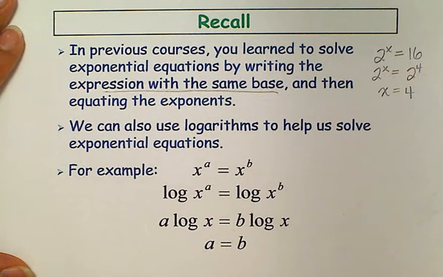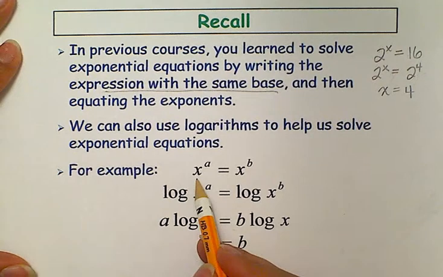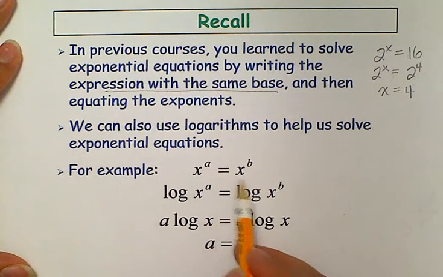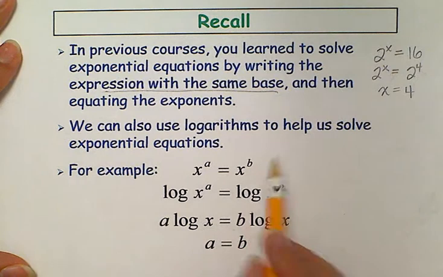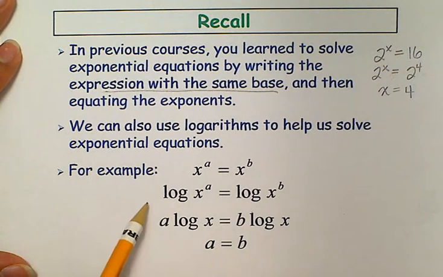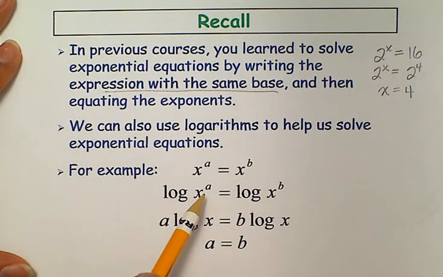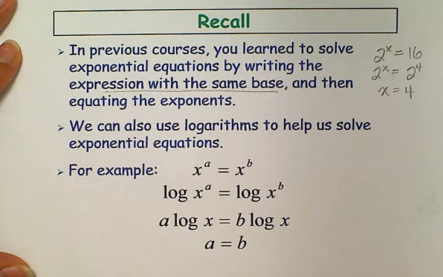Okay. We can also use logarithms to help us solve exponential equations. For example, if you have some base to an exponent equal to another base to an exponent, you can take the logarithm of both sides. So we're taking the common logarithm of both sides, and then use the power law to bring down the exponents on the right side and on the left side. Then at this step, you can divide both sides by the logarithm part so that you can equate the exponents. So that's another way of looking at the same kind of problem.